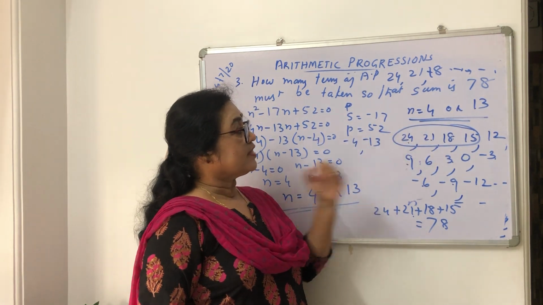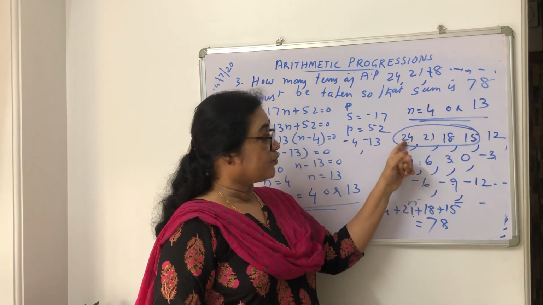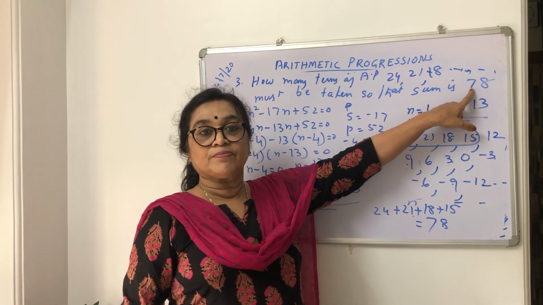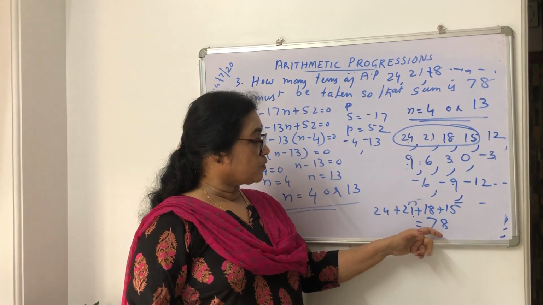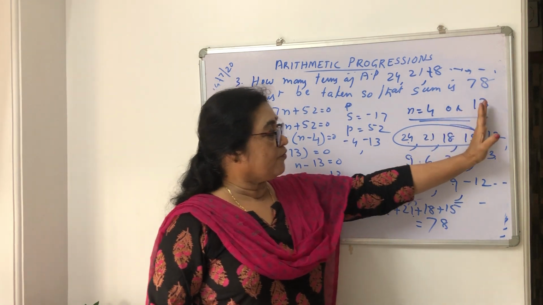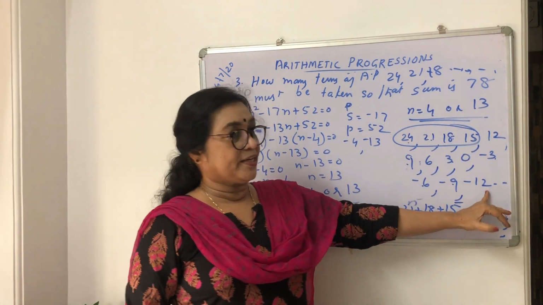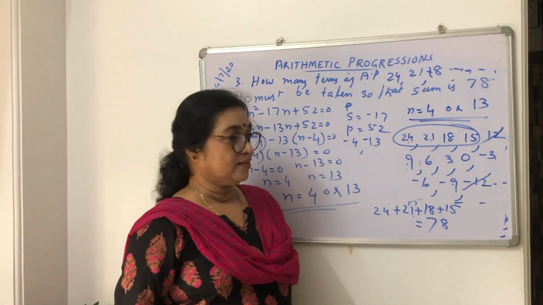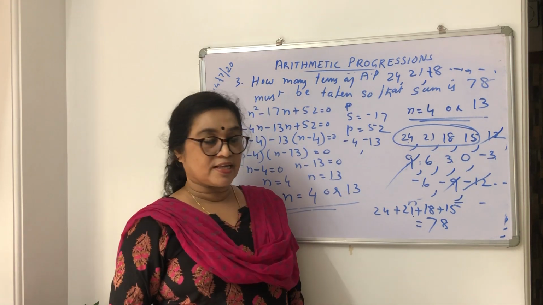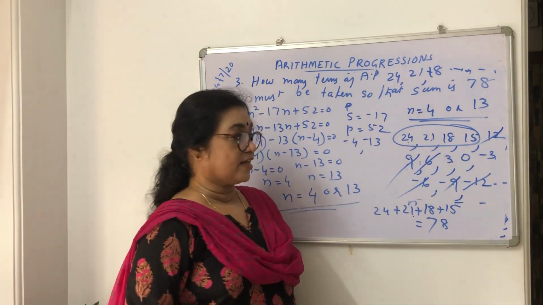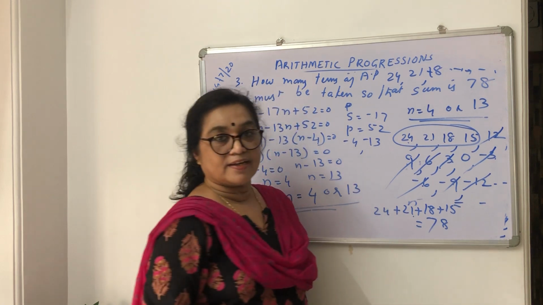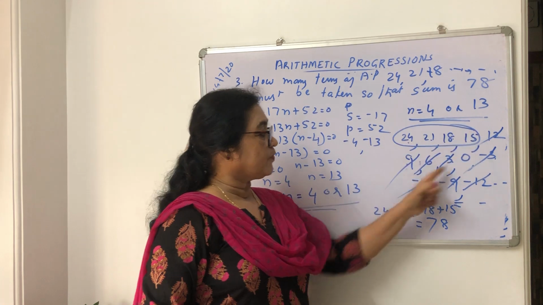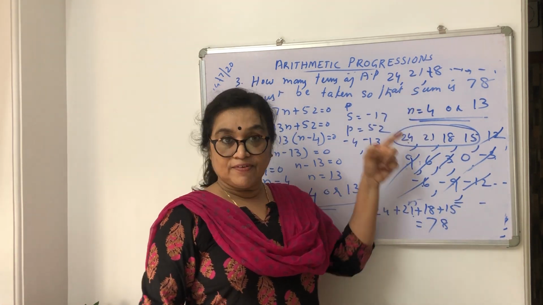Or you can say the sum of the 13 terms. That means if you take all these 13 terms and add them, then also you will get the sum 78. So how is it possible? First 4 terms give 78. Now add from the 5th term to the 13th term. Some are positive, some negative: plus 8, minus 12... plus 9, minus 9 is cancelled. 6 minus 6 is cancelled. 3 and minus 3 is cancelled. Therefore, the sum of 4 terms is also 78, and the sum of 13 terms is also 78.